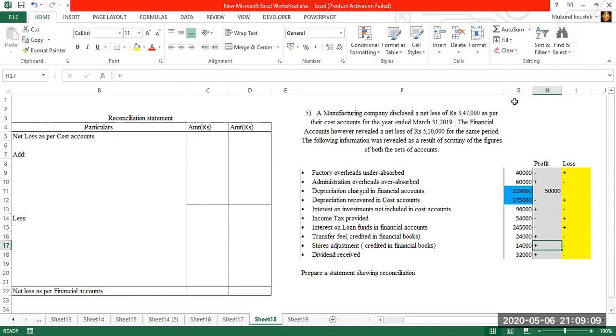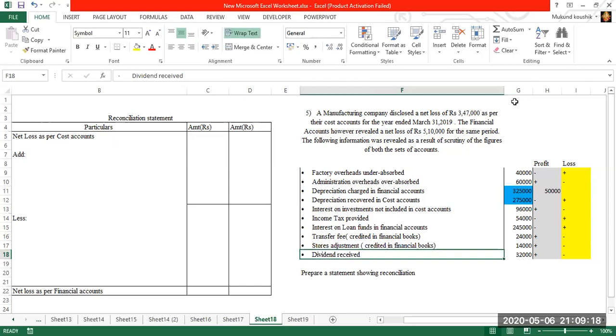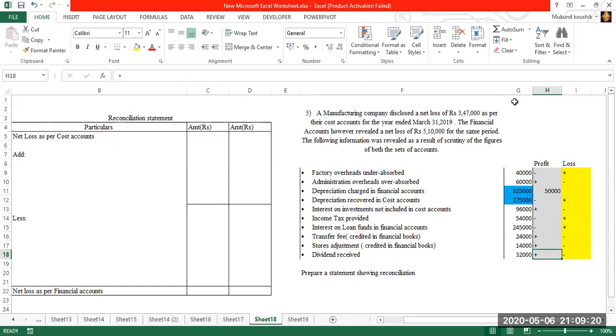All those items which we were adding earlier we have to subtract, and whichever items we were subtracting earlier we have to add when we have a question on loss. So dividend received is a financial accounting income, generally we were adding, but since it is a question of loss we have to deduct. So all these items, since it is a loss we have to consider this one.